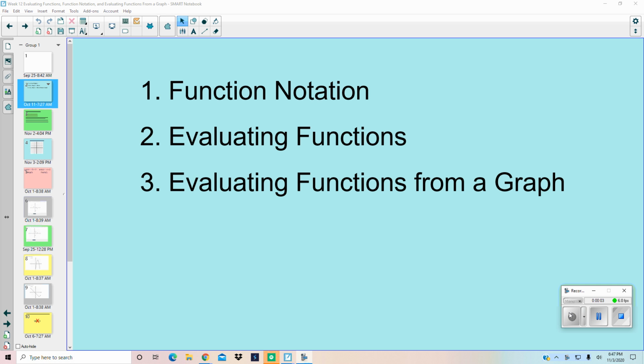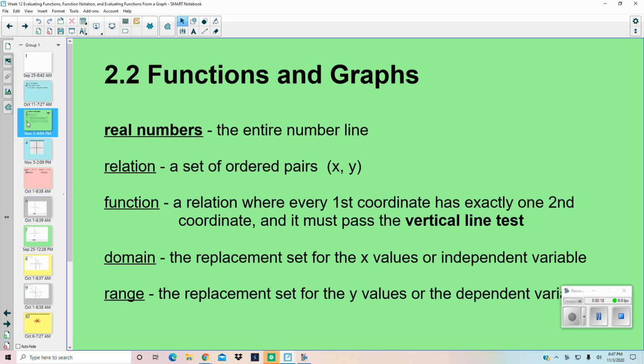Okay, for the assignments for this week, we're going to be looking at function notation, evaluating functions, and evaluating functions from a graph. So evaluating from an equation and then also from a graph. Just a few definitions here.